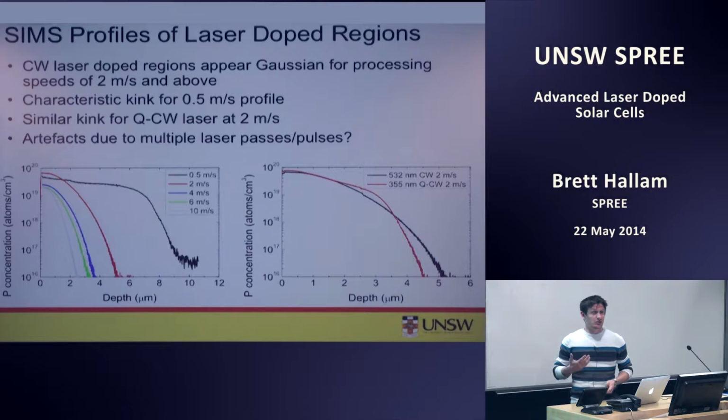And this could be due to a number of things. One problem with doing SIMS measurements is we have a very small laser doped region, so typically we have to do multiple passes with the laser adjacent to each other to get an area large enough for the SIMS measurement. So we may be overlapping some of the silicate regions which have already been diffused, which could alter the diffusion profile.